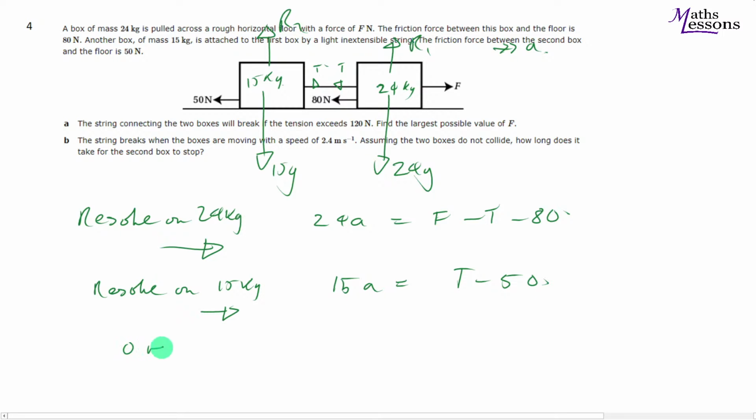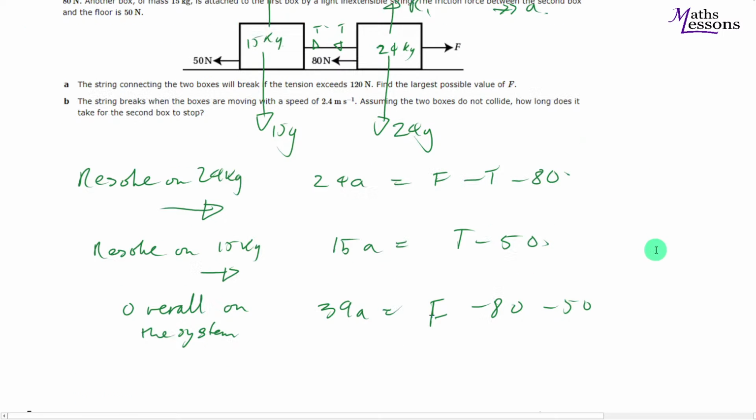And overall on the system, okay, 15A, we've got the T acting that way, we've got the 50 acting that way. Overall on the system, okay, we've got 39A will equal the force driving forwards. Now when we're doing the whole system, we don't look at internal forces like tension, we just look at the external forces. So we've got minus the 80 minus the 50.